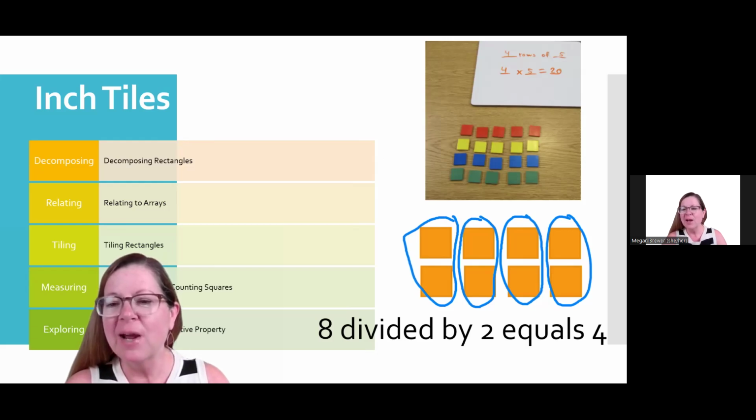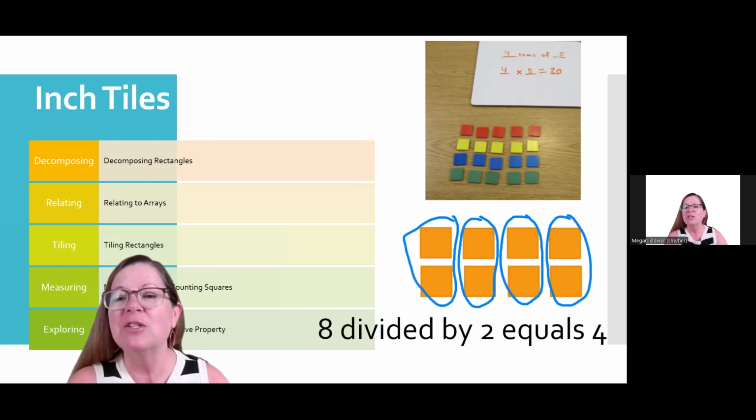And by the end of third grade, know from memory all products of 2 one-digit numbers. So that would be going up to 9 times 9. Inch tiles are going to be a math tool that is going to give your third graders a lot of bang for their buck with these multiplication and division standards.